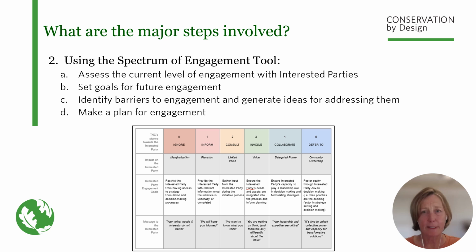And then the Spectrum of Engagement tool is designed to foster thoughtful and possibly sometimes difficult conversations about what level of engagement is appropriate for each interested party. The levels of engagement you'll see in the spectrum range from ignore at one end, proceeding through increasing levels of engagement, including inform, consult, involve, and collaborate, to defer to at the other end of the spectrum for situations where the interested party really should be driving decision making.